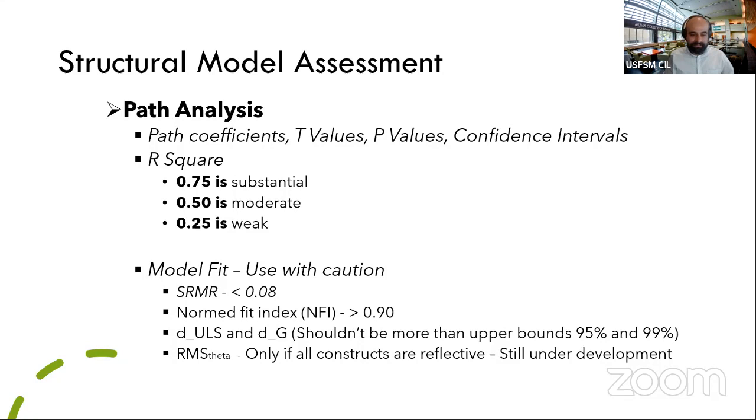One of them is SRMR, which should be lower than 0.08, right? The second measure that is available in PLS is NFI, the normed fit index, which should be higher than 0.90, the same as in CB-SEM. Then there are a couple of other things, d_ULS and d_G. These are some values, but you don't take the direct values. You should do this with confidence intervals. The value shouldn't be more than the upper bound of the 95% interval and the 99% interval. I know it sounds complicated, but when we do the analysis, I'll show you how to do these things.